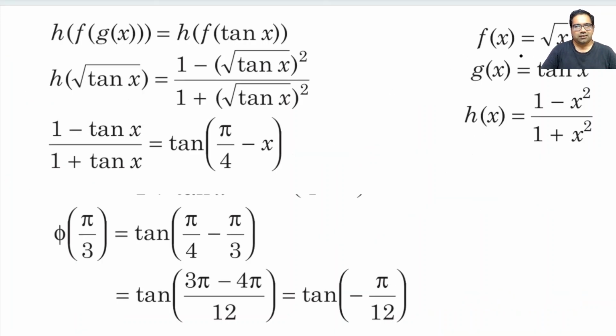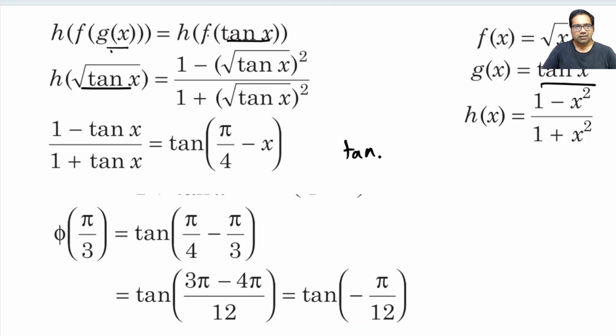Let us see. F of x is root x, g of x is tan x. Okay, let's first take tan x. Then f of tan x is root of tan x. Then h of root of tan x, that is (1 minus root tan x) whole square by (1 plus root tan x) whole square. Basically 1 minus tan x by 1 plus tan x.